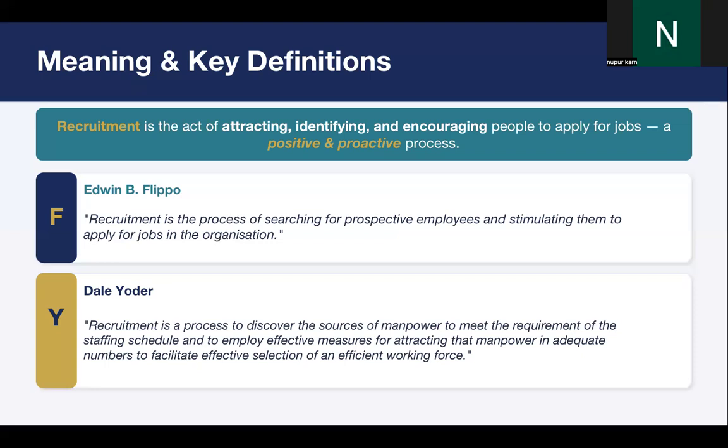Part two is meet the requirement of the staffing schedule. This ties recruitment directly to planning: how many people, by when, what skills. So this is a quantitative dimension. Part three is facilitate effective selection. Notice this: Yoder is saying recruitment's ultimate purpose is to make selection easier. You build the pool, selection does the filtering. Beautiful linkage. So Flippo focuses on the act of recruitment: searching, stimulating, and applying.